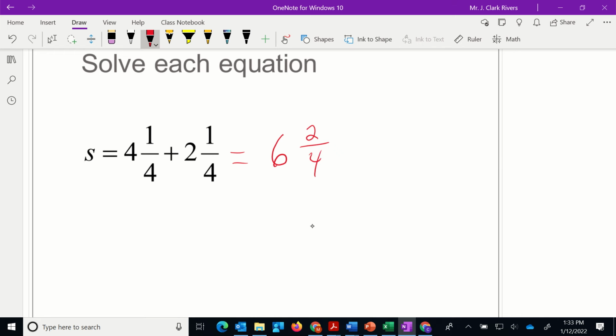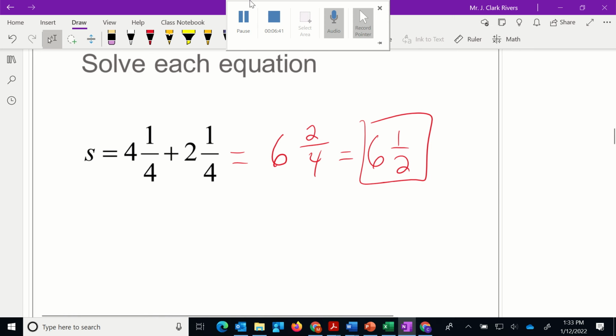2/4. Can we simplify this at all? What's it going to be, Sarah Kate? 6 and 1/2. So we get 6 and 1/2 there. Now, please write this down as well. This next part is important.